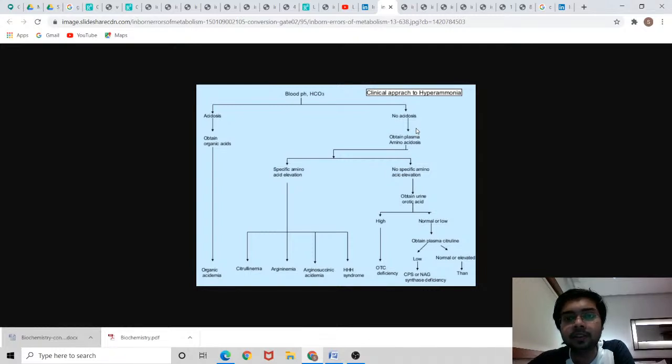If there is no acidosis, the next step you should see is whether there is elevation of any specific amino acid. If it is arginine, it will be argininemia. So they would have mentioned something in the question, and from there you can get the hint. It will be citrullinemia, it can be argininosuccinic aciduria, it can be HHH syndrome. Now if you didn't find any amino acid elevation in the question, you need to see the urine orotic acid. If it is high, it is OTC deficiency. If it is normal or low, then it can be anything like CPS synthase deficiency or others. So this was about hyperammonemia.